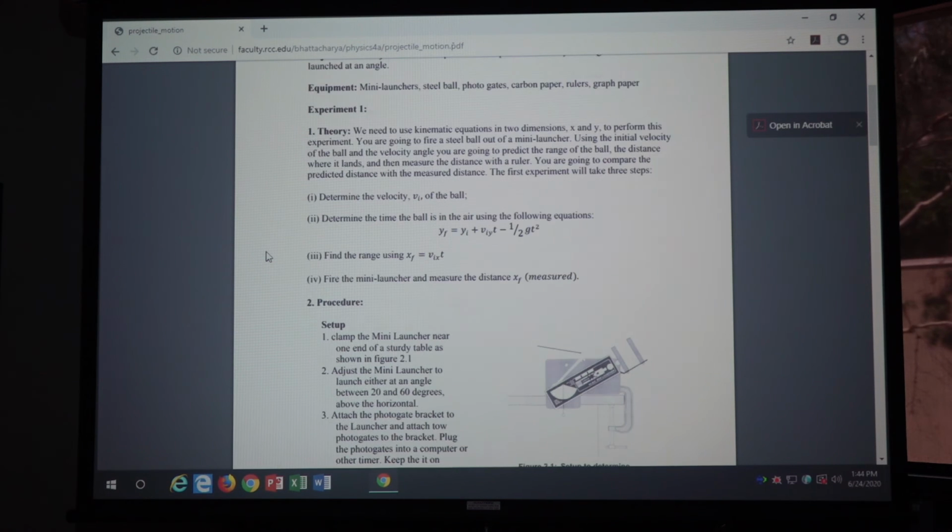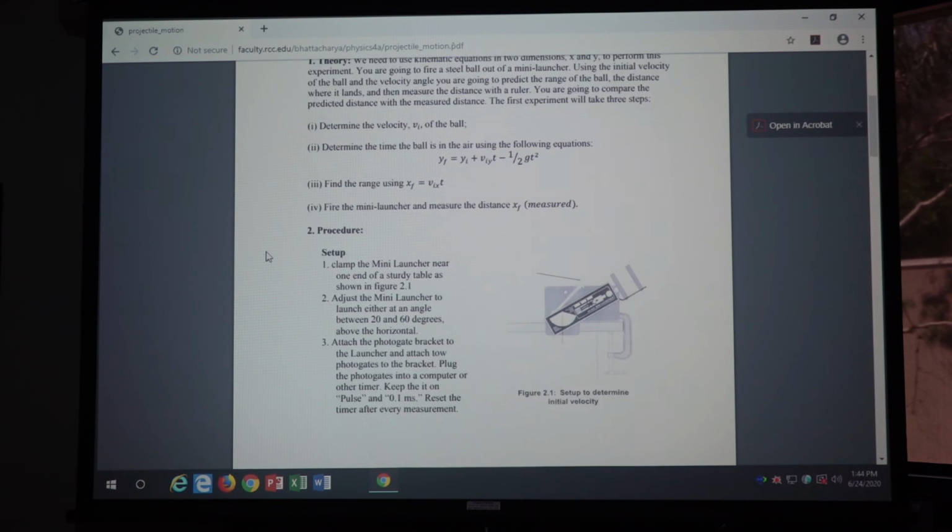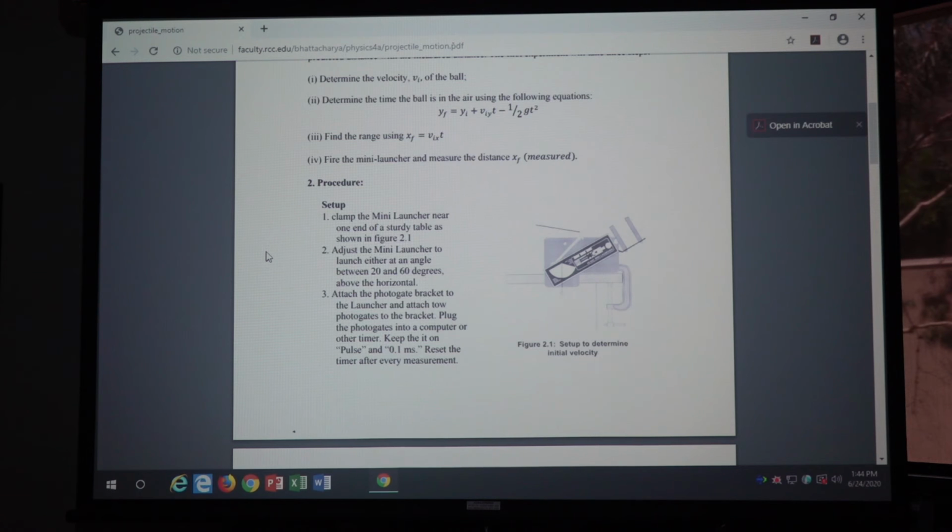Okay, so this is the theory part. We went over that in the class and today also at the very beginning of the lab. And this is the setup. You already saw that in our video earlier.